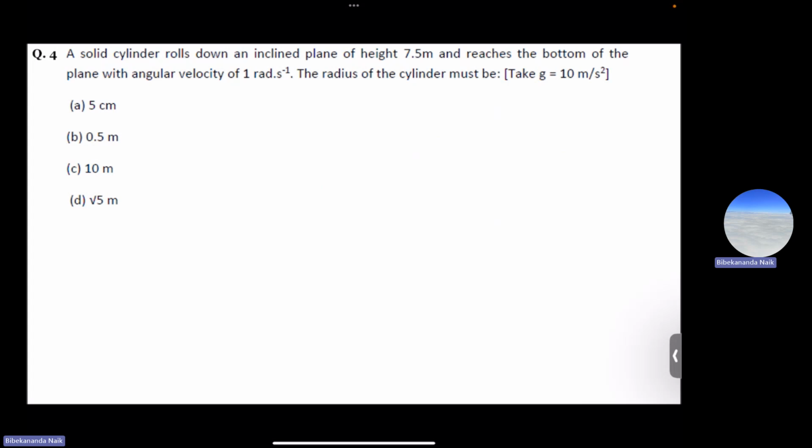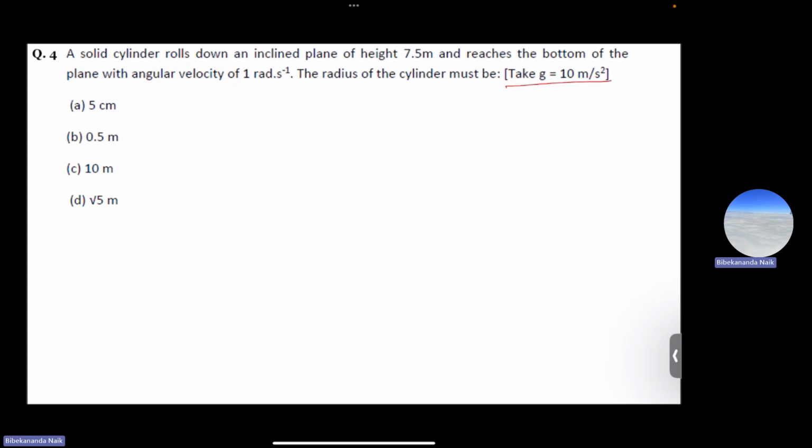The radius of the cylinder must be, options are option A 5 centimeter, option B 0.5 meter, option C 10 meters, and option D root 5 meters. Also it is given that the value of g should be taken as 10 meter per second square, because if we are putting different values, then you might get different answers. So that's why it is mentioned to take this value of g.